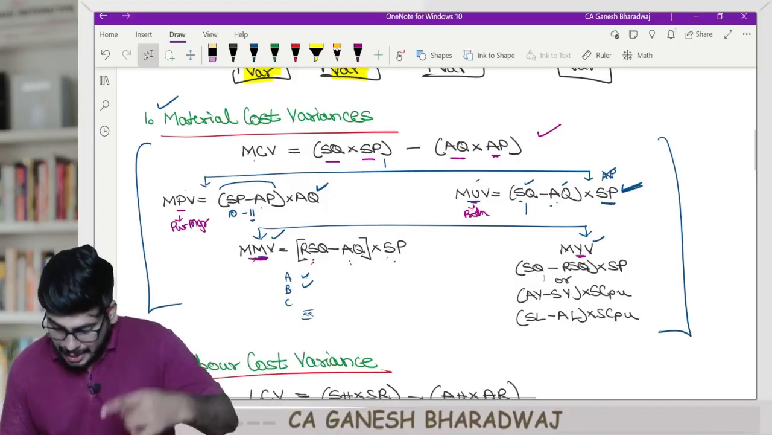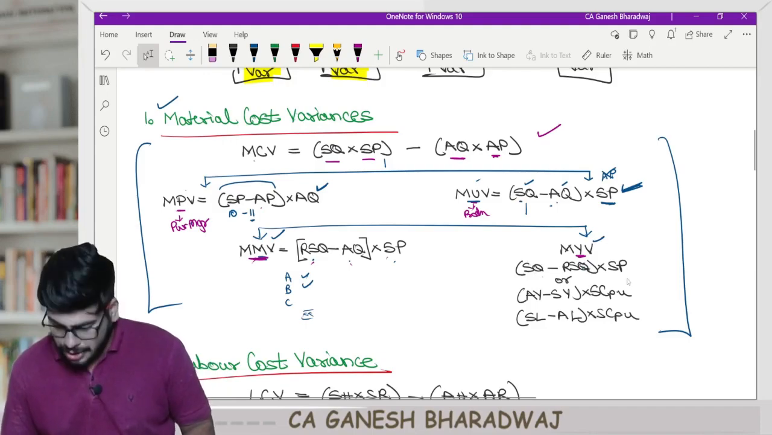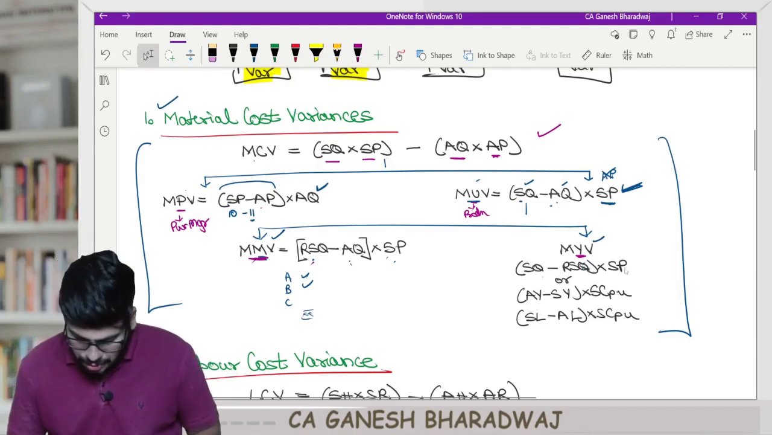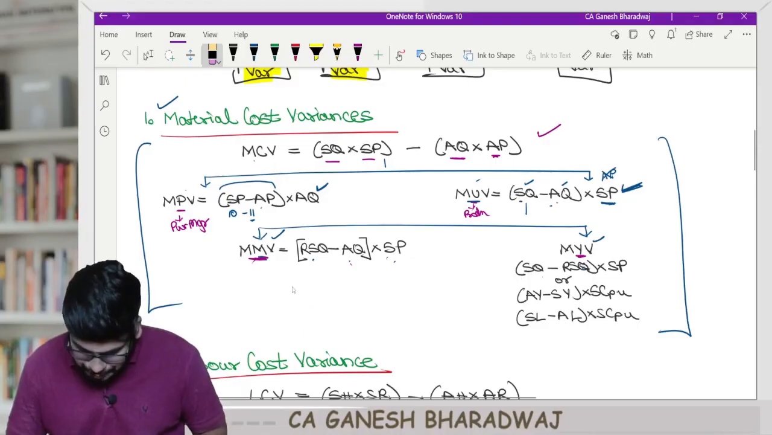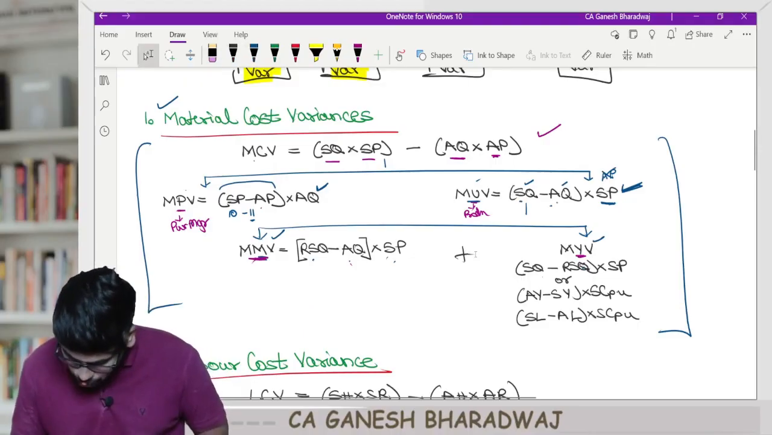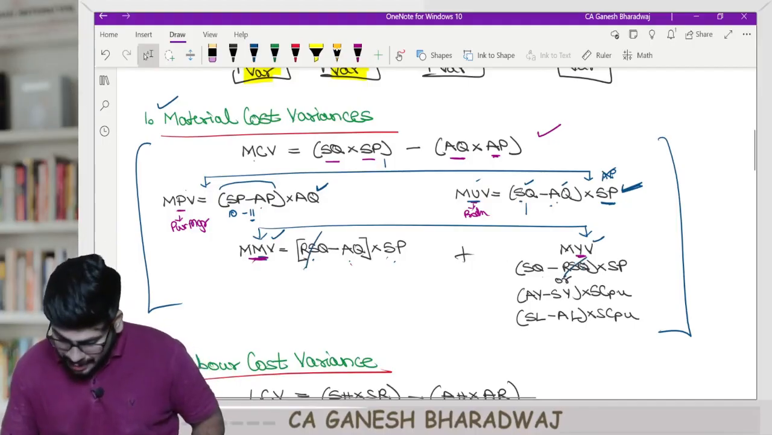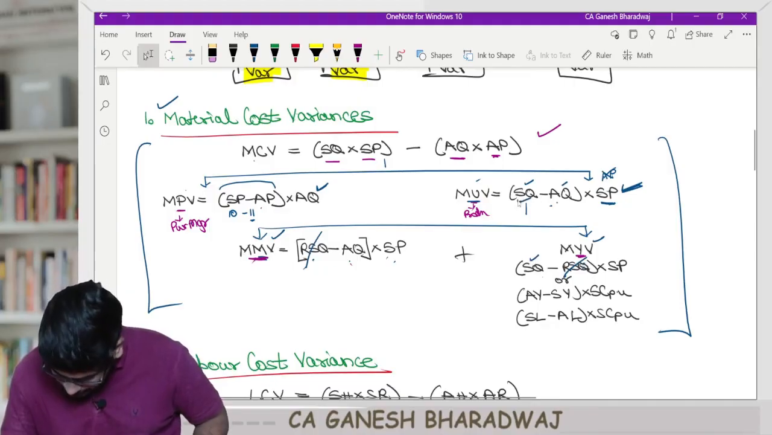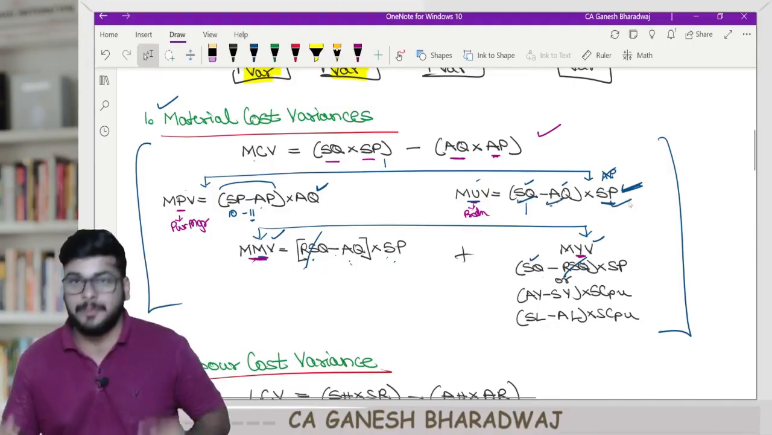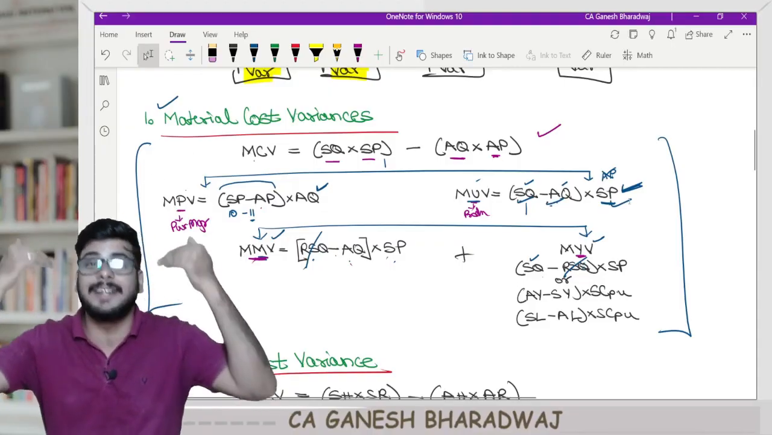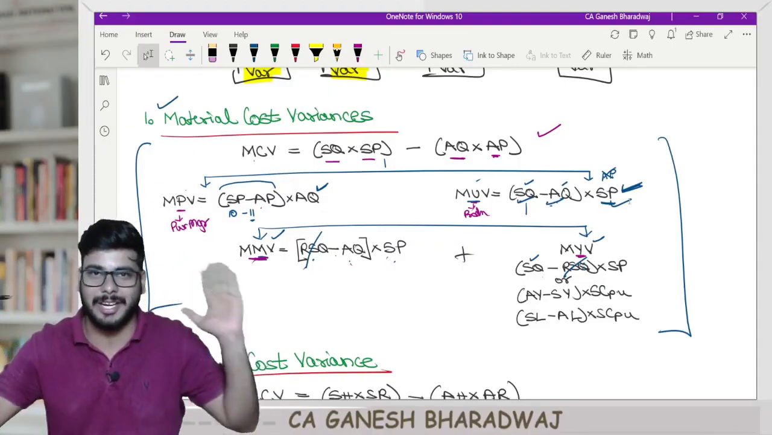It's going to be standard quantity minus RSQ into standard price. Or in other words, if you add up these two, RSQ and minus RSQ get cancelled. Finally you get standard quantity minus actual quantity, the whole into standard price. So you get what I call the daddy figure, that is the top figure. Are you clear with this?